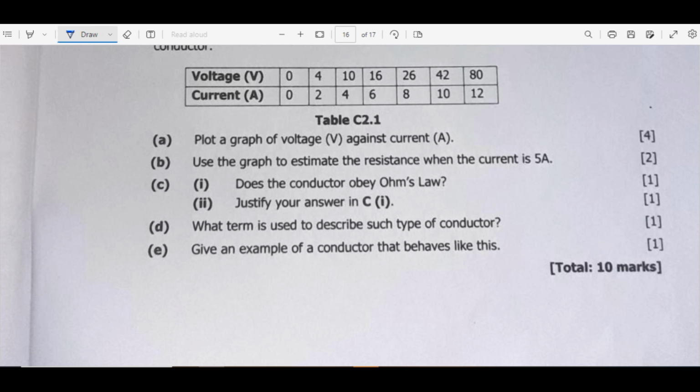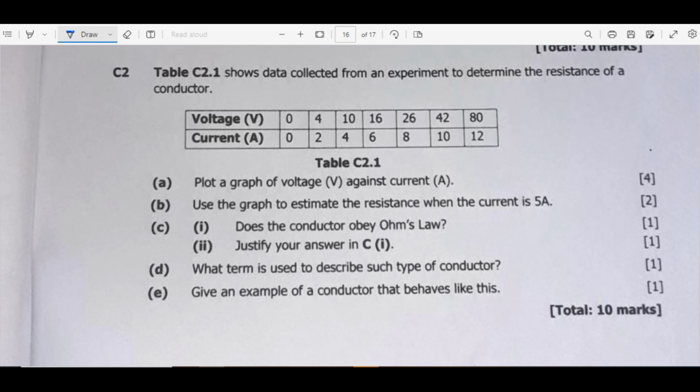So the second question requires us to make a graph. Now, since I don't have the actual graph, I will see what I can do to just give you some ideas on how to go about this one. Table C 2.1 shows data collected from an experiment to determine the resistance of a conductor. Above, we have voltage 0, 4, 10, 16, 26, 42, up to 80. Current 0, 2, 4, 6, 8, 10, 12. Plot a graph of voltage against current.